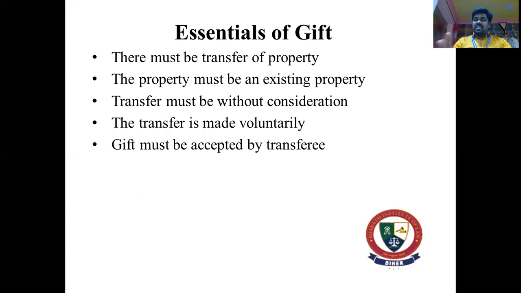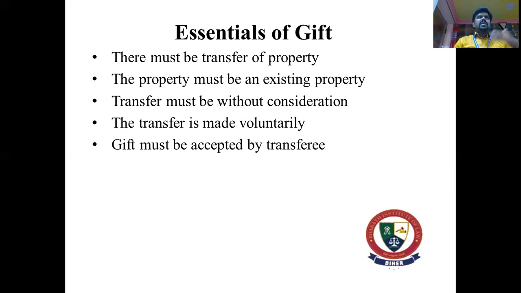So we will look into the essentials of gift, which have been derived from the definition itself. We will look at them one by one. The first one is that there must be a transfer of property. According to section 5, which defines transfer of property, the Transfer of Property Act deals only with inter vivos transfer, that is transfer between two or more living persons. If any transfer is made in which one person is alive and the other party is not alive, it will not come under the purview of the Transfer of Property Act 1882.